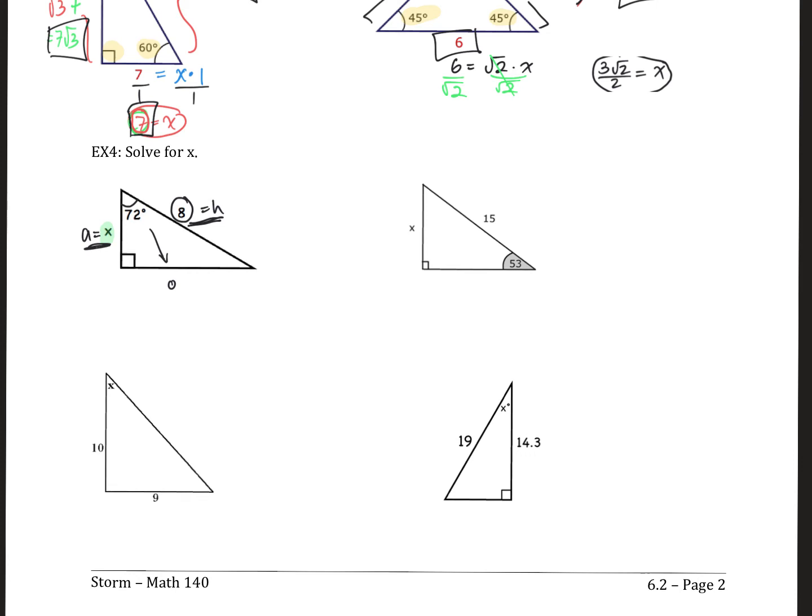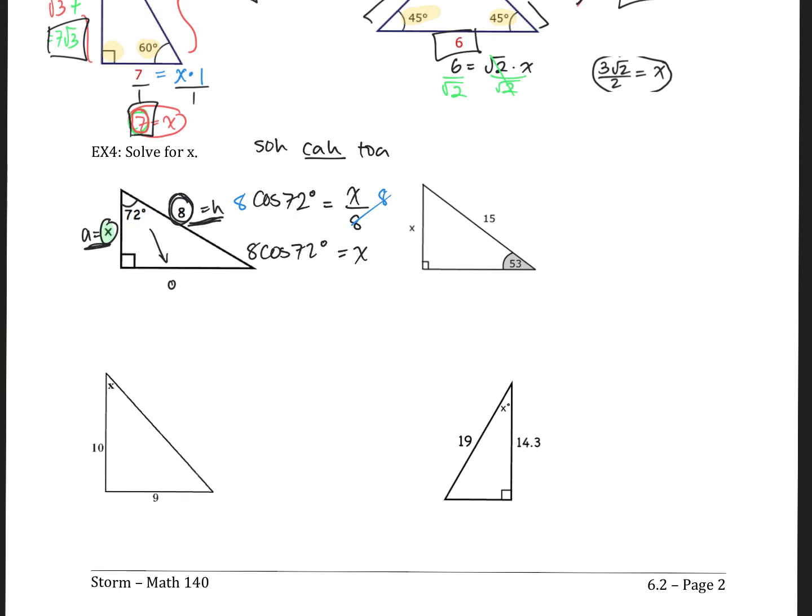So CAH-TOA. CAH is adjacent over hypotenuse. So we're going to look at cosine of 72 degrees equals our adjacent value, which is x, we don't actually know what that is, x over h, our hypotenuse, which we do know is 8. And look, we can solve an algebraic equation. So we'll multiply both sides by 8. And we have 8 cosine of 72 degrees equals x.